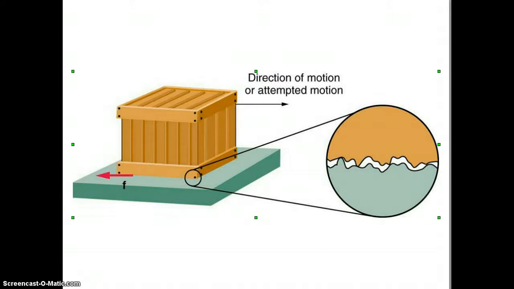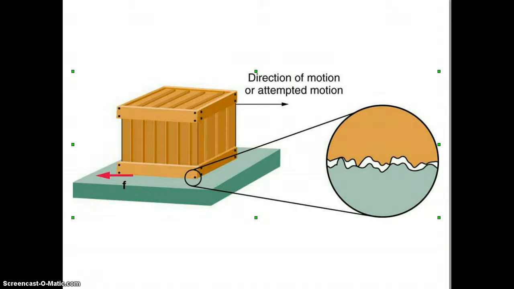We have no reason to believe that Newton's second law is invalid in this situation. So F equals ma can be applied here. And since we know that the acceleration and the net force have to be in the same direction, this force here, the frictional force, must be responsible for the acceleration of the object.